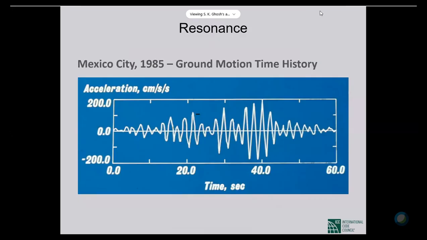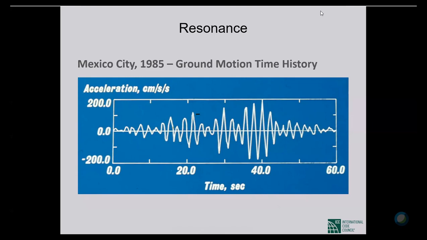Now, along the same theme, we are talking about resonance. Okay, so the accelerogram that you see on the screen was recorded at a downtown Mexico City location in the 1985 Mexico earthquake. We will talk quite a bit about it tomorrow. You will see the same slide again tomorrow.